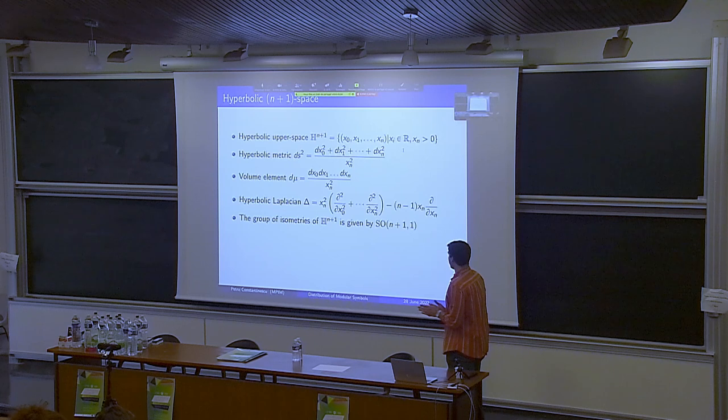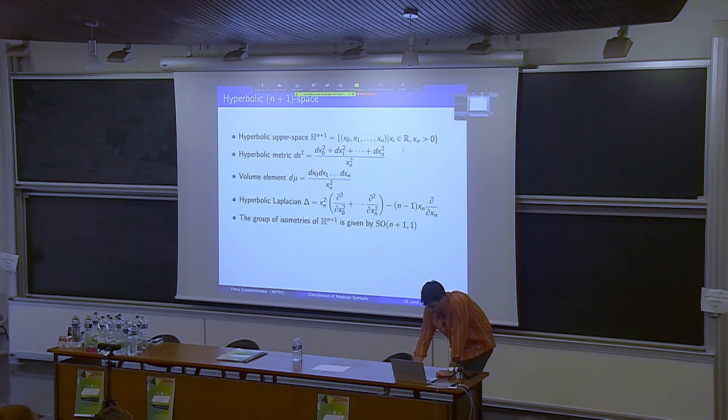And the group of isometries on H^{n+1} is given by SO(n+1, 1). So you might think, wait, but for H3 it was given by SL2(C). And this is OK because we have this so-called exceptional isomorphism between SL2(C) and SO(3,1). But in general, we can very precisely describe these isometries by SO(n+1, 1).